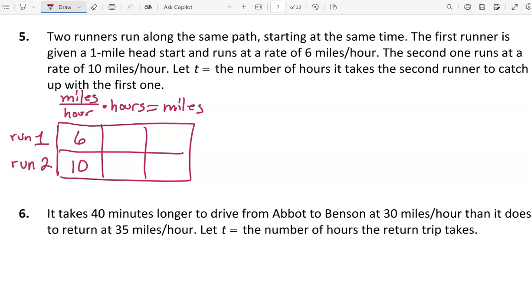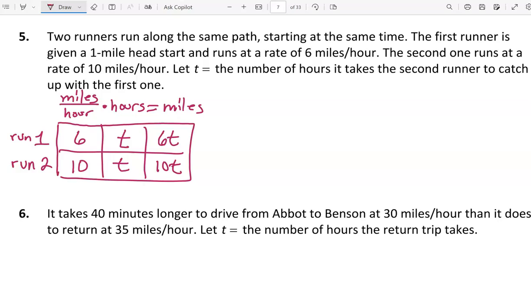Let t equal the number of hours it takes the second runner, runner 2, to catch up with the first one. Now, runner 1 and runner 2 start at the same time, so that means that the amount of time they're going to be running will be equal to one another. And if we take the information in the chart now and multiply as suggested by the formula above the chart, miles per hour times hours gives us the miles, then 6 times t is how we figure out the miles for runner 1. Runner 2's miles are determined by 10 times t.